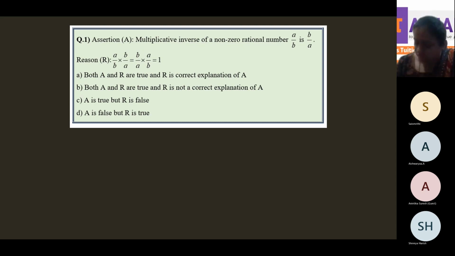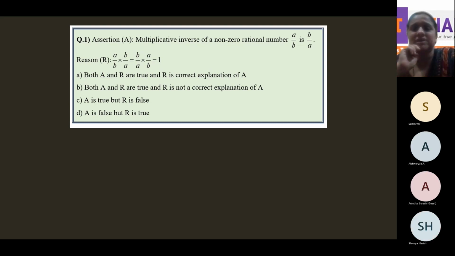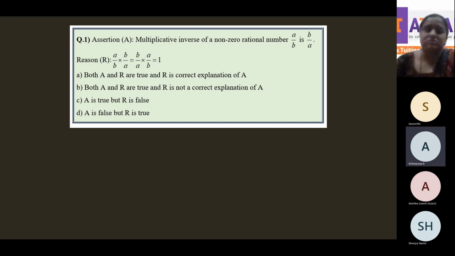I'll do the first one for you; you can try the others. The assertion statement says: the multiplicative inverse of a non-zero rational number A by B is B by A. Is that correct? Yes, ma'am. It's true.